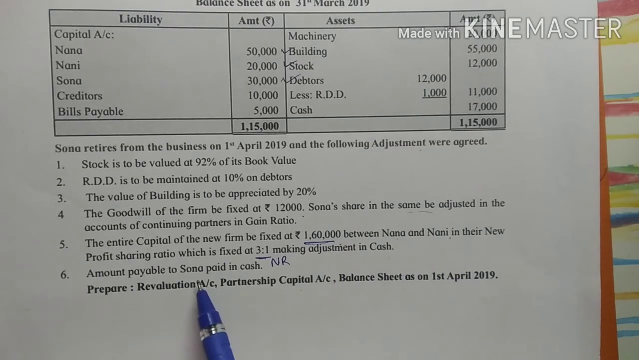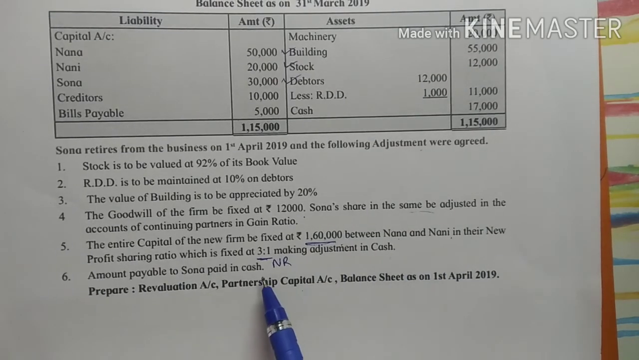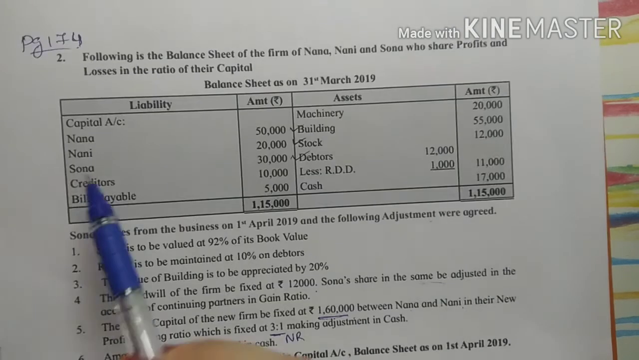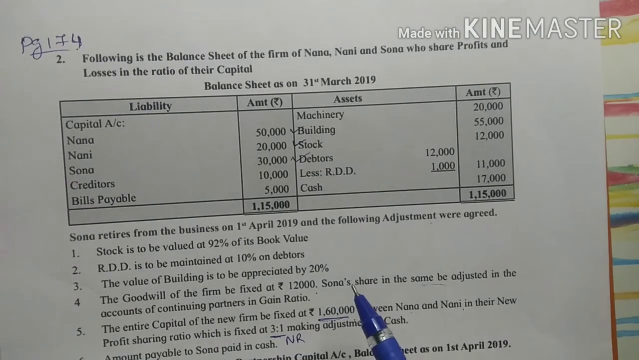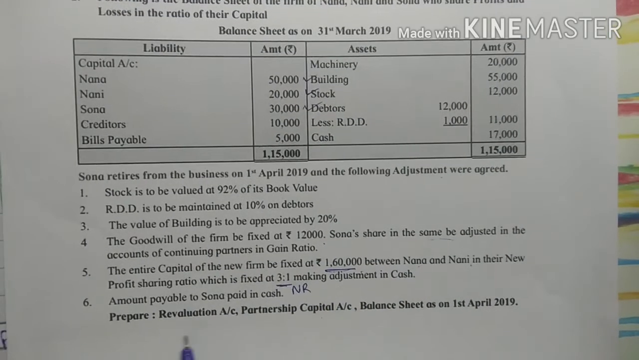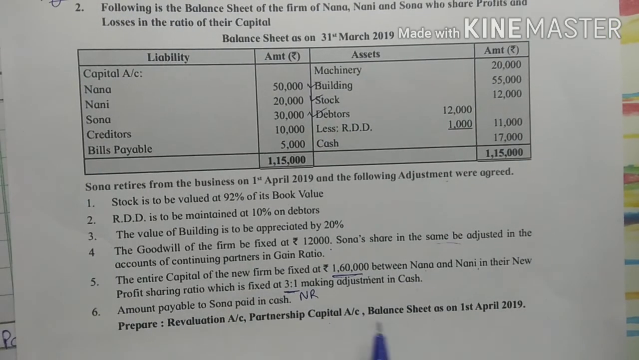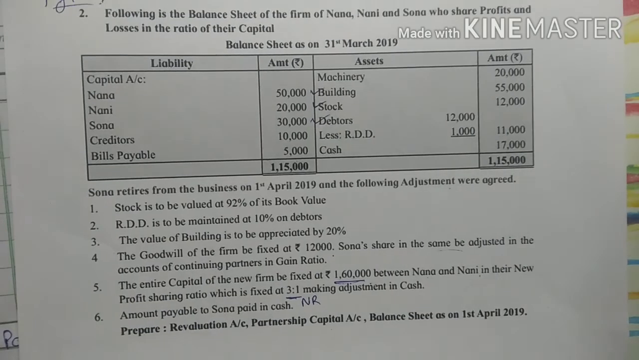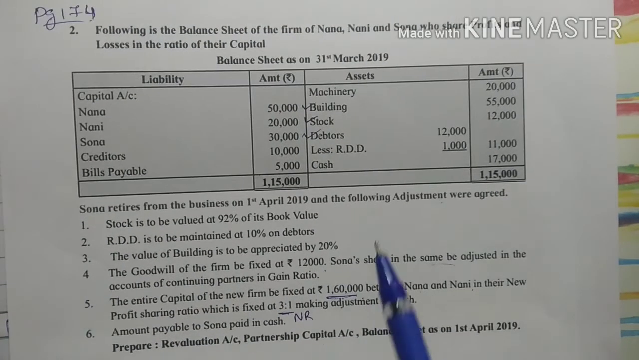Then amount payable to Sona paid in cash. So Sona is retiring. Sona is the third partner, right? Balance in her account will be paid in cash. It is not to be transferred to the loan account. So they have asked you to prepare the revaluation account, partners capital account and balance sheet. Okay, so first we will start with the posting.